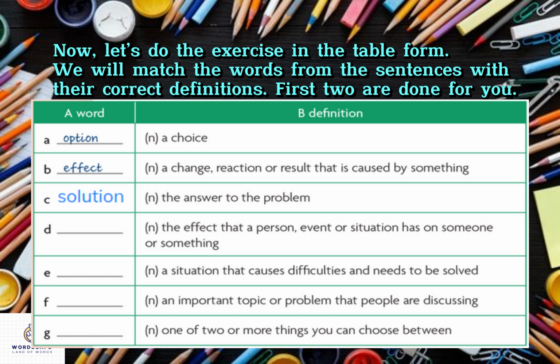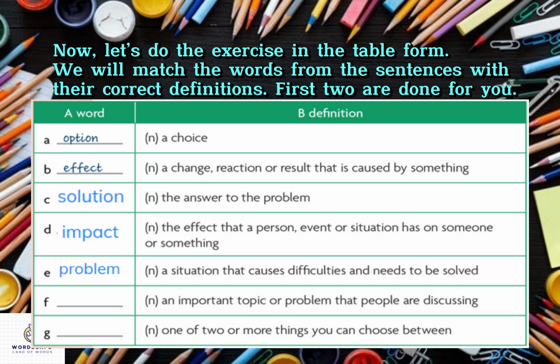For D, the effect that a person, event, or situation has on someone or something, the word is impact. For E, a situation that causes difficulties and needs to be solved, the correct word is problem.